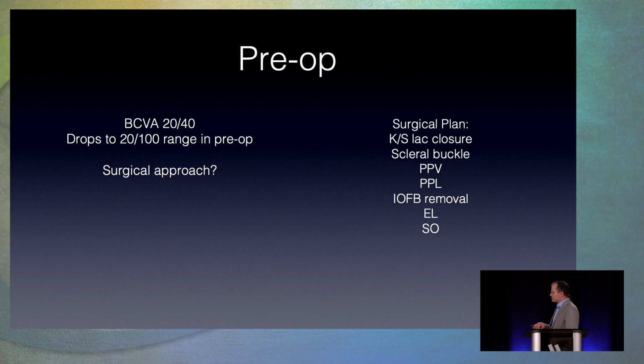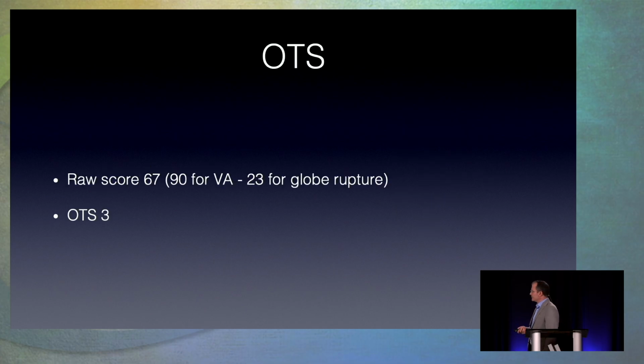Oftentimes, after a vitrectomy or during a vitrectomy, the lens is going to go south, and that's what happened with this guy. So as you're losing view, we often take the lens. Sometimes the IOFB just makes it really hard to get it out and leave the lens intact. And then laser and oil. Again, I'm not sure I would have oiled this guy today, but he ended up doing real well.